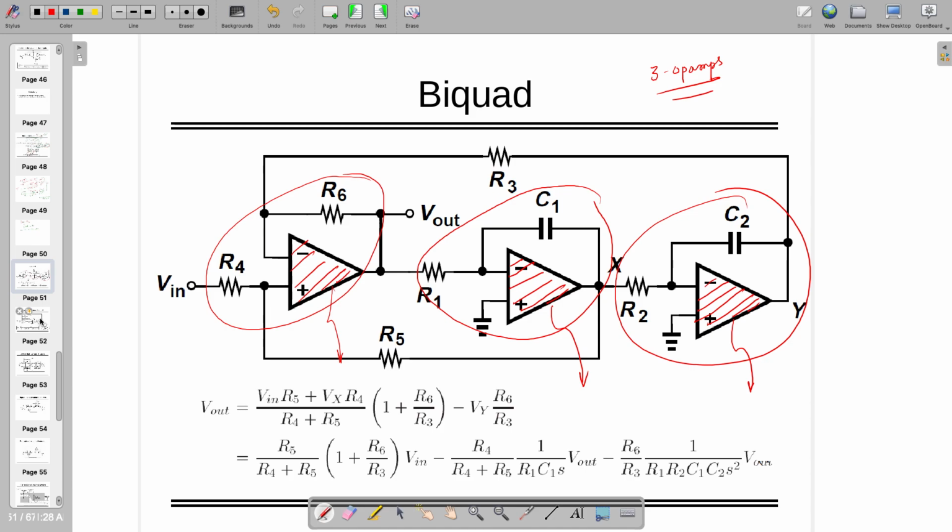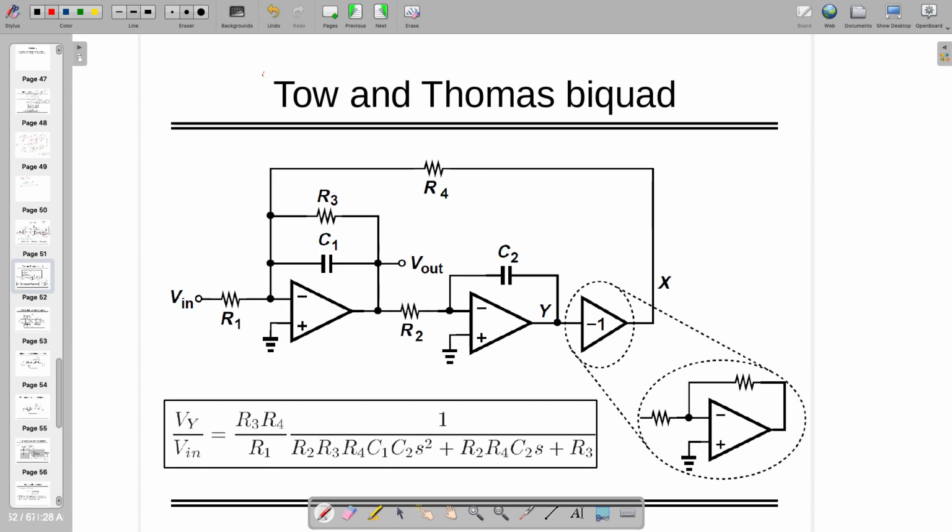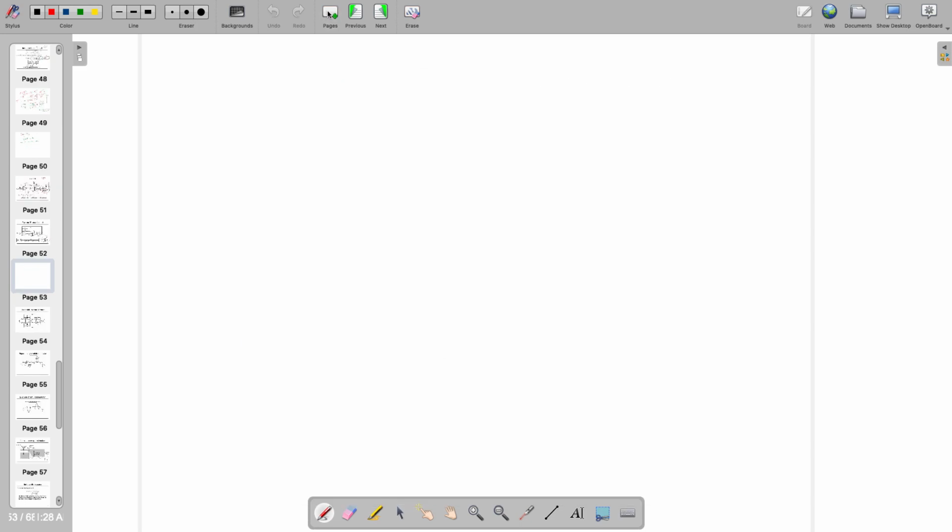So there were two more guys who came, Tow and Thomas. They realized that I'm going to give you an optimized version of the whole biquad filter, but instead of an inverting amplifier, I'm going to do something else here. And for that, one needs to understand one theory. This is a different theory which is not taught to you.